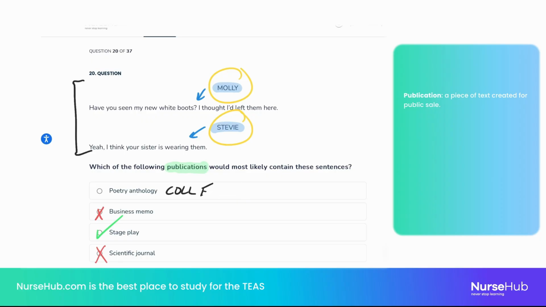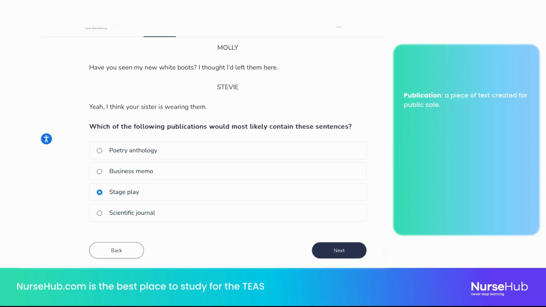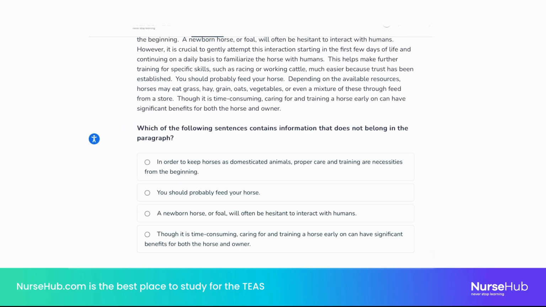All right, so there we go. That is what it looks like. You might have read Shakespeare in middle school or high school, or you might have read something like Fences or Cat on a Hot Tin Roof, or any of those other plays, and you would see things like that. So that is a stage play. We're going to move on to question number 21.